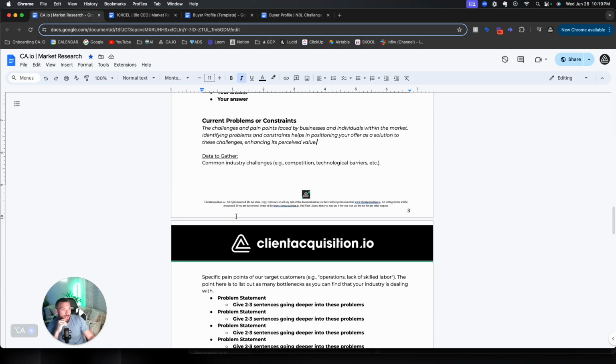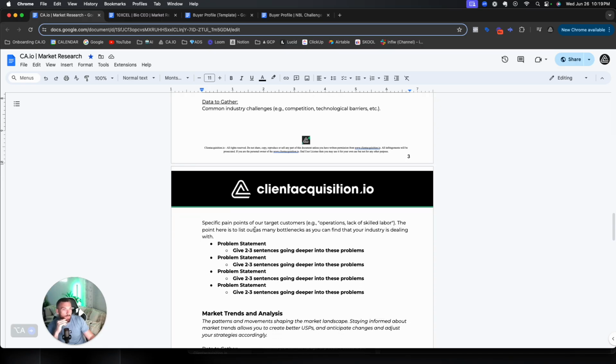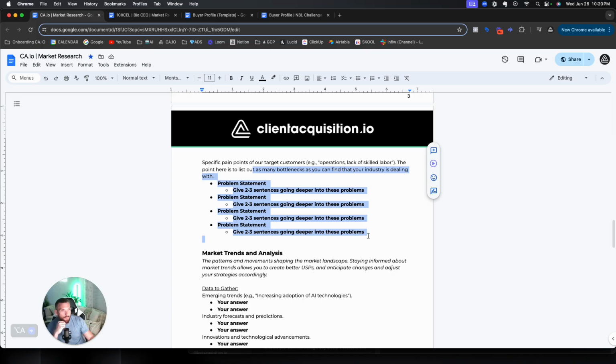Now, data to gather for the problems and constraints: common industry challenges, competition, technological barriers, like I just mentioned, specific pain points of our target customers, operations, lack of skilled labor, etc. The point here is to list out as many bottlenecks as you can find that your industry is dealing with. So this should take you a little bit of time just identifying this, because this part right here is one of the most important parts of the whole document.